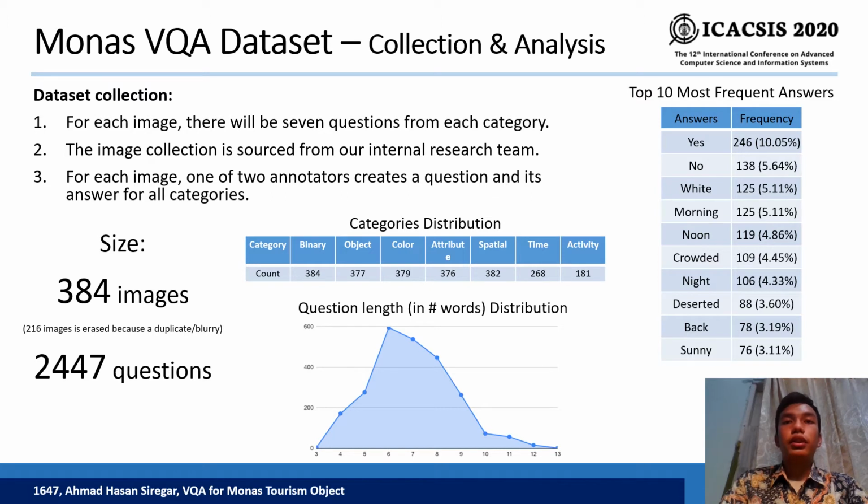This is a question length distribution. We can see the question length ranging from 3 words to 13 words. And this is the top 10 most frequent answers. There is yes or no for the binary category, white is a color category, and so on.